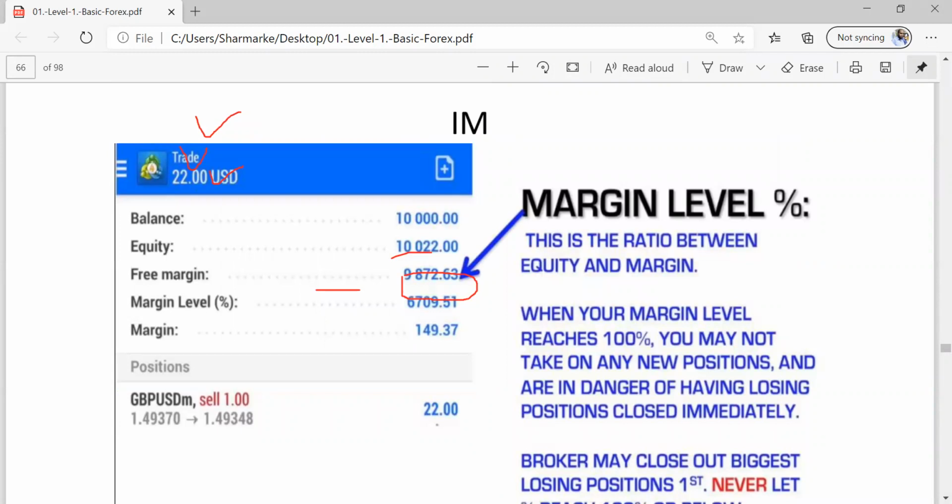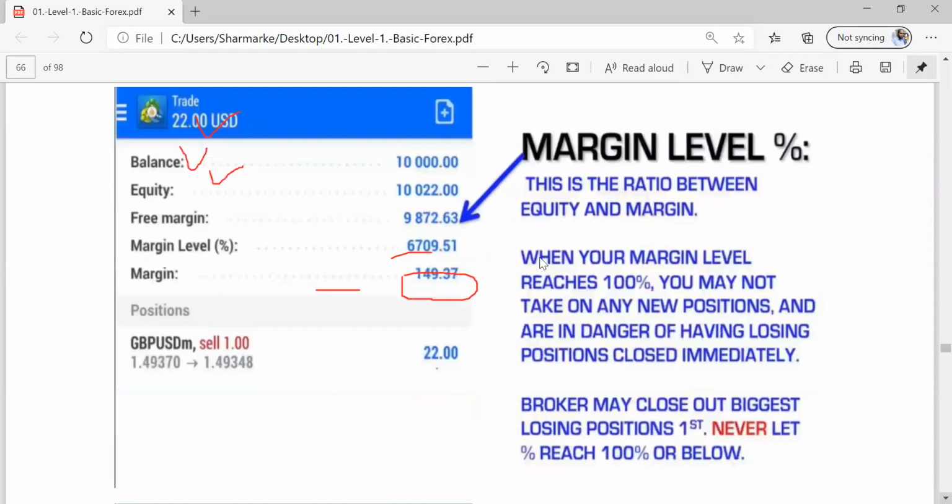Margin level percentage, another very, very important one. When it comes to free margin and the margin level percentage, this is sometimes very important. When you are trading and have open positions, this is the ratio between the equity and the margin. Again, this is a ratio.